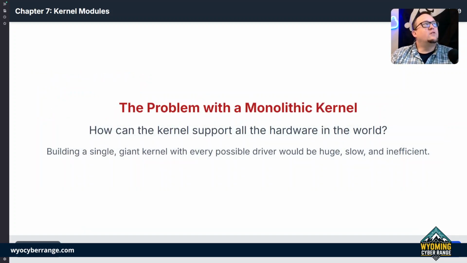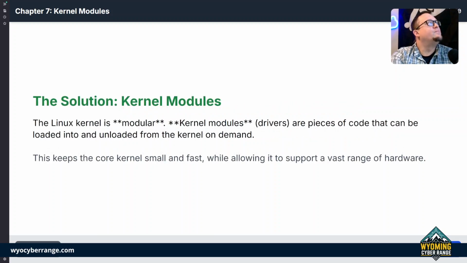Now, the kernel itself is not monolithic. How does this kernel support all the hardware in this world? Well, short answer, it couldn't. It would be very, very huge. So what we do is we create a modular kernel. And so the kernel lets us use modules.